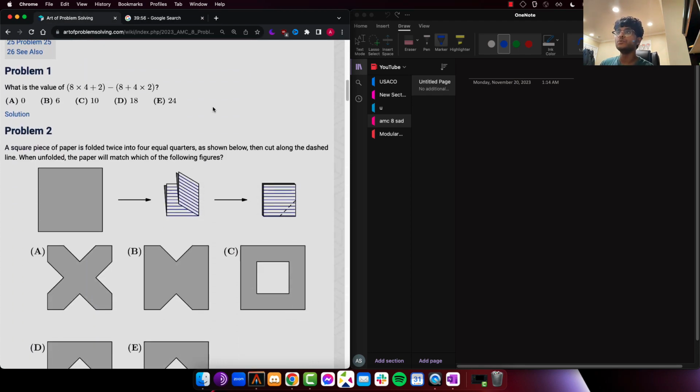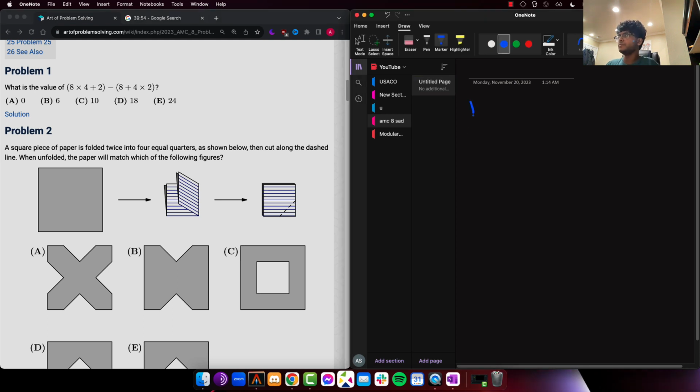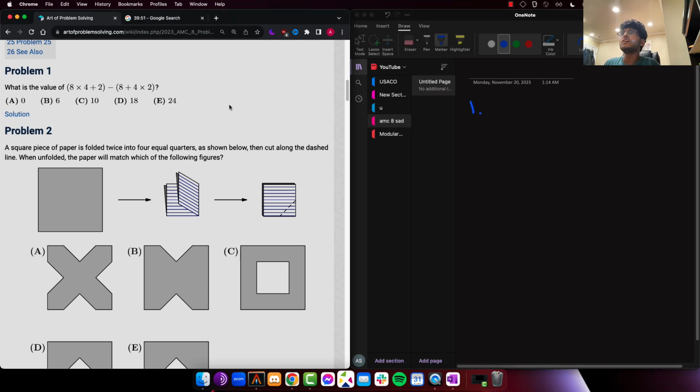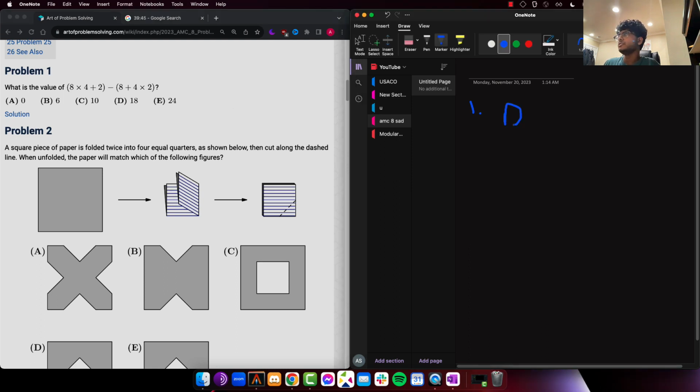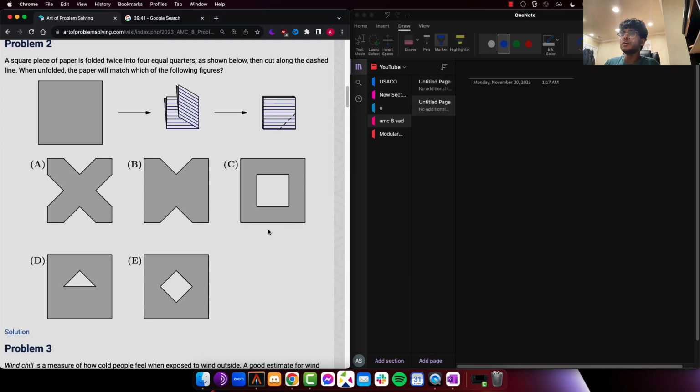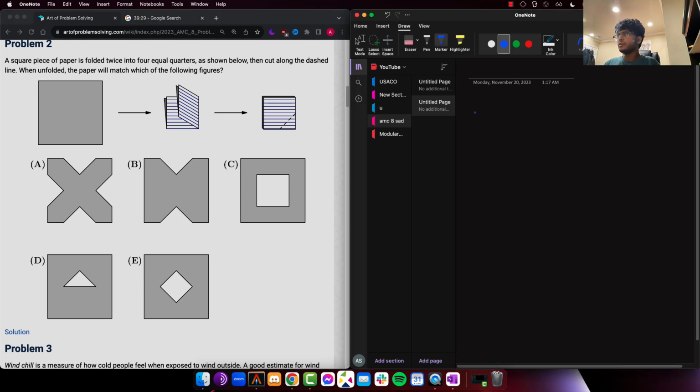Okay, let me try to go fast. So 34 minus 16, which is D, 18. A square piece of paper is folded twice into 4 equal quarters as shown below, then cut along the dashed line. Okay, it should just be E, I think.